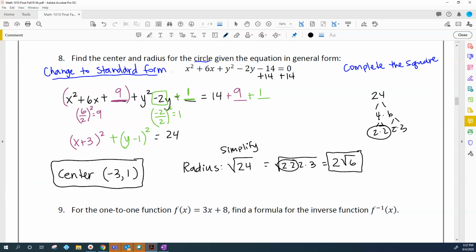Awesome. Good job, guys. And then if it asked you to graph something like this, they would make the radius come out nice and neat. They've done that before on final exams where they've asked you to graph it also, but this would probably end up being 25 or something instead of 24. Then the radius of that would be 5, and so that would be easy to graph.